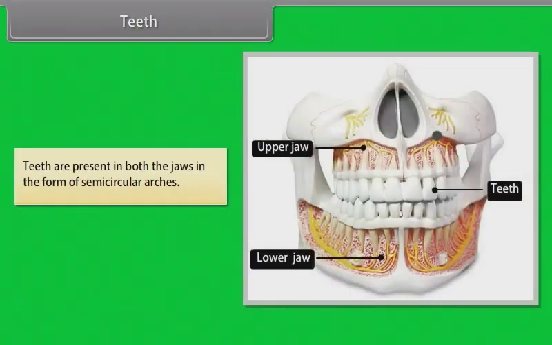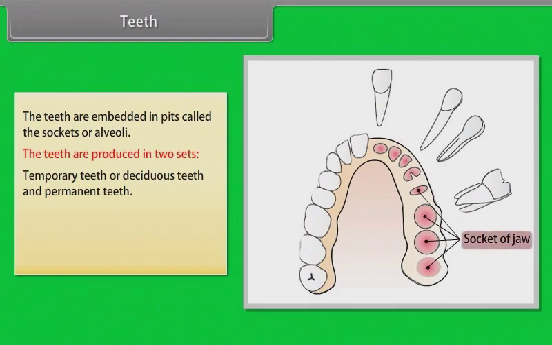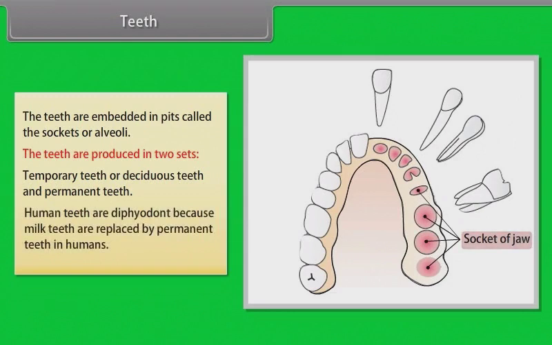Teeth. Teeth are present in both the jaws in the form of semicircular arches. The teeth are embedded in pits called sockets or alveoli. The teeth are produced in two sets, temporary or deciduous teeth and permanent teeth. Human teeth are diphyodont because milk teeth are replaced by permanent teeth.